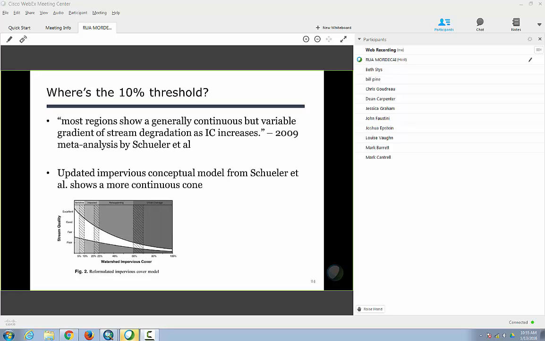And actually went back to a meta-analysis by the person that did the original analysis that set that 10% threshold, the sort of Schuler et al. And there's a lot of evidence for a far more continuous relationship, including that most regions showed a generally continuous but kind of more of a gradient. And this is actually his updated impervious surface model, which shows a more continuous sort of cone instead of very specific breakpoints. And that seems to fit with all the different variations in how cities and urban areas deal with or don't deal with stormwater very well and deal with impervious surface.